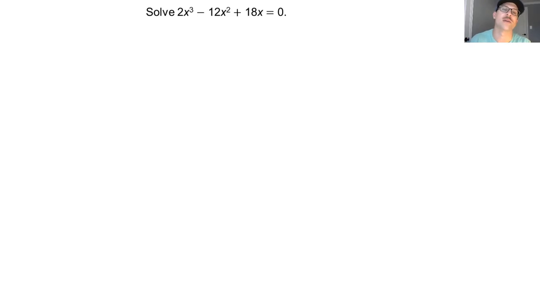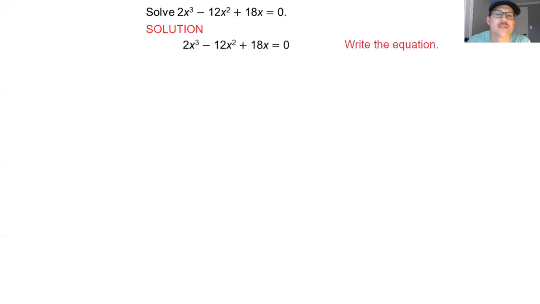So this has a degree of 3. 2x to the third minus 12x squared plus 18x is a little bit different than solving a quadratic. So you're going to want to make sure that everything is set equal to 0. Then factor as normal, as you did in the last section. So take that 2x out of everything in common, which is your GCF.